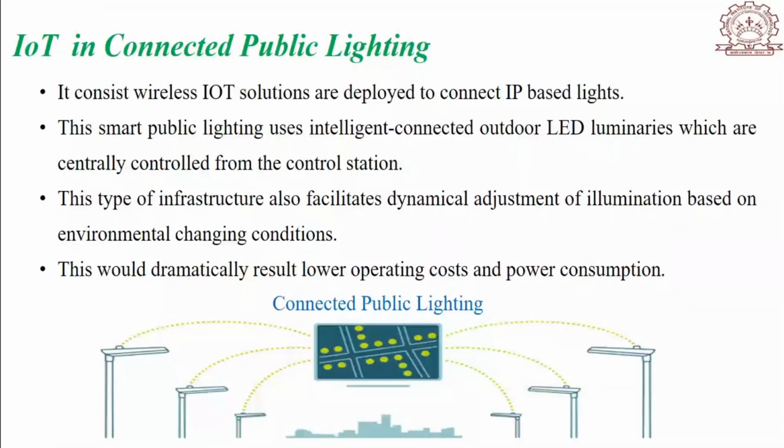Okay, so IoT enabled devices can be implemented for street lights, where all the lights will be connected to the internet, and can be operated from the internet also. So wireless IoT solutions are deployed to connected IP based lights, and this smart public lighting uses intelligent connected outdoor LEDs, which are centrally controlled from the control station.